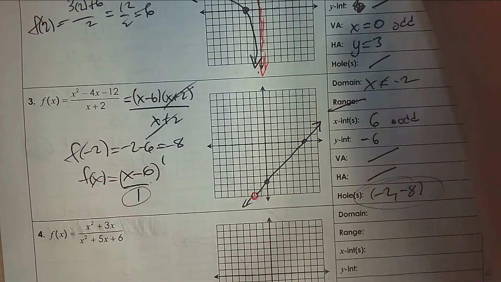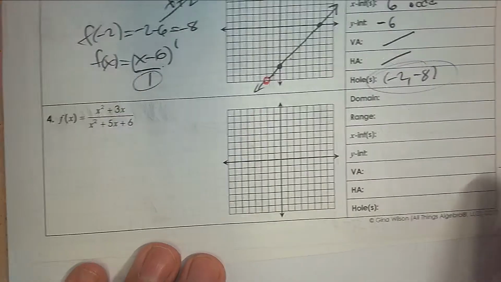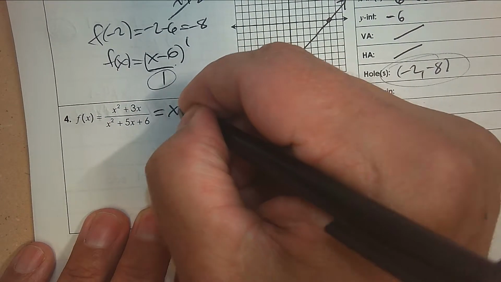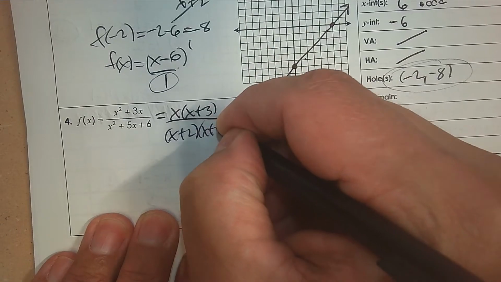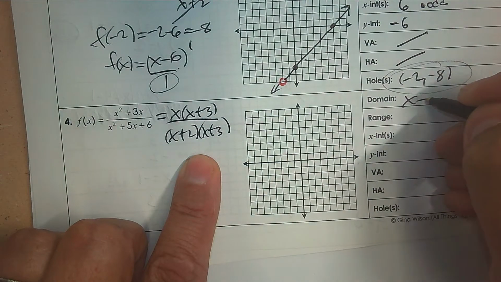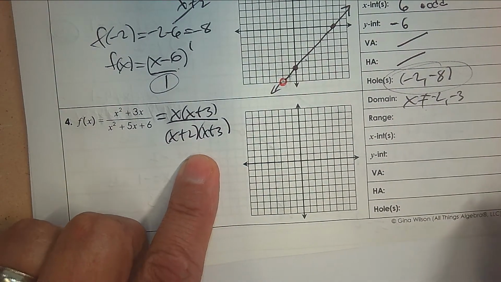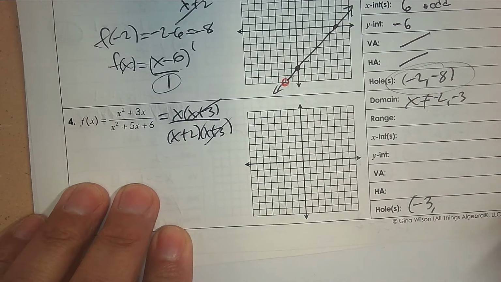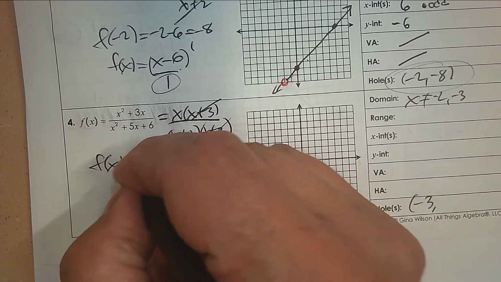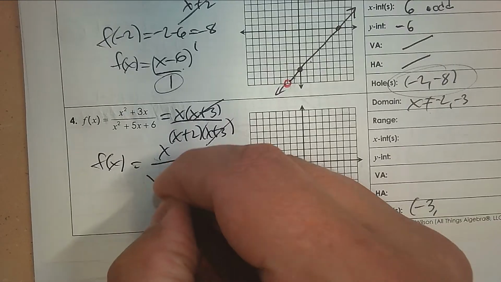Number 4, step 1 is to factor it. So the numerator is x plus 3. The bottom is x plus 2, x plus 3. So right away I can tell x cannot be negative 2 or negative 3. I see something removable, and what's removable creates a hole, and what's left over is x over x plus 2.